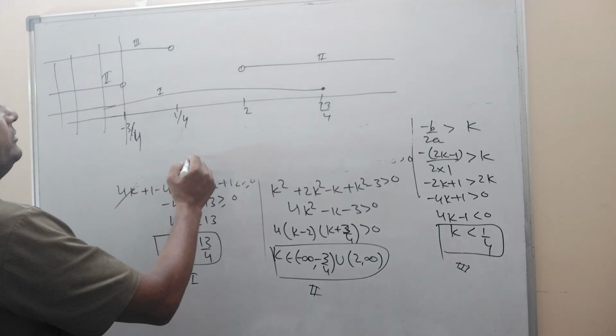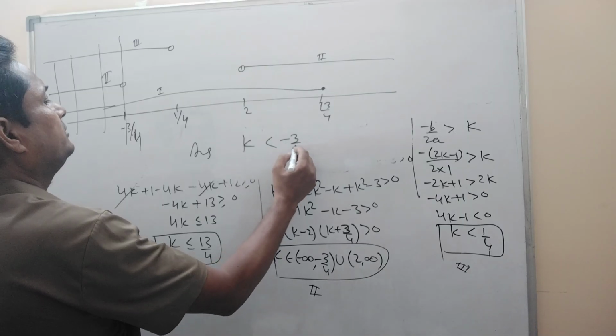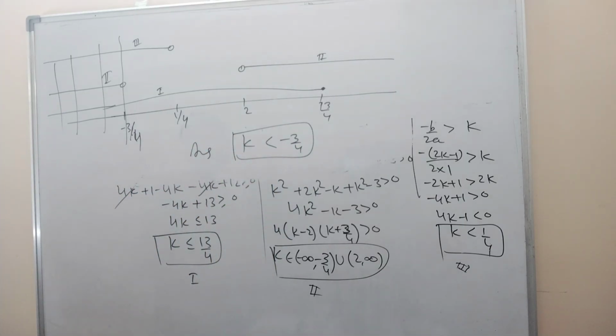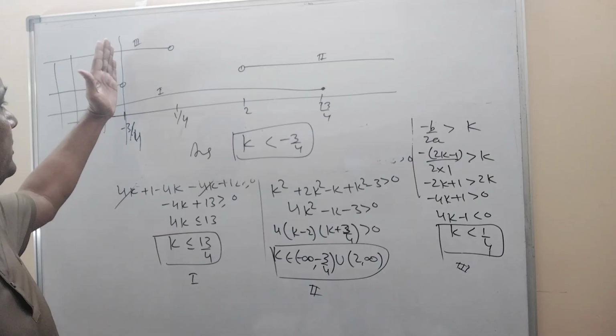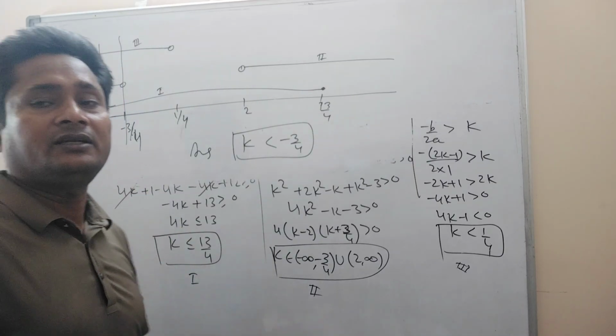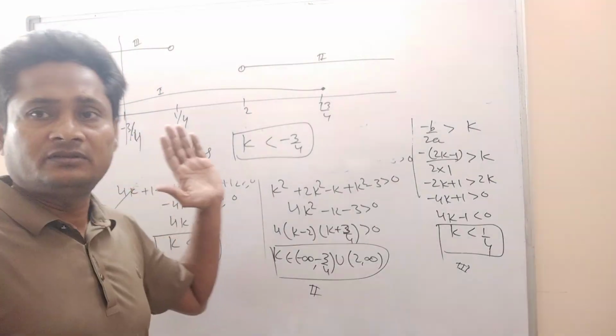So the answer will be what? The answer will be k less than minus 3 by 4. So this is our answer in this case. All three lines are present on the left side of k less than minus 3 by 4. So minus infinity to minus 3 by 4 is our answer.